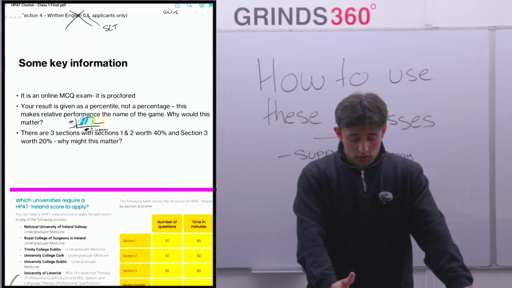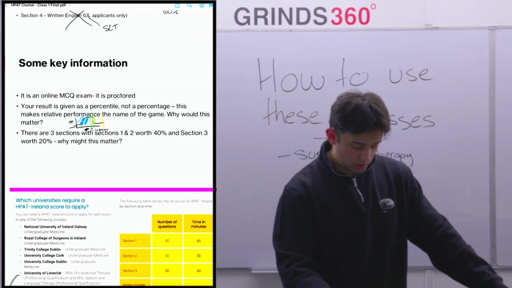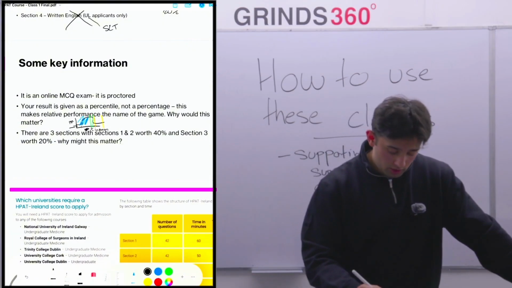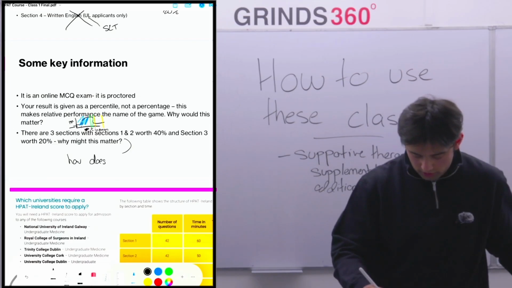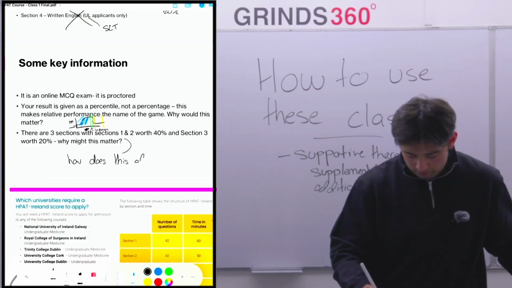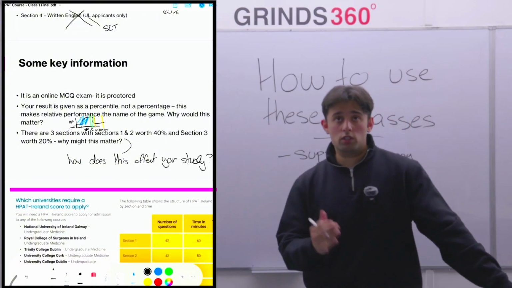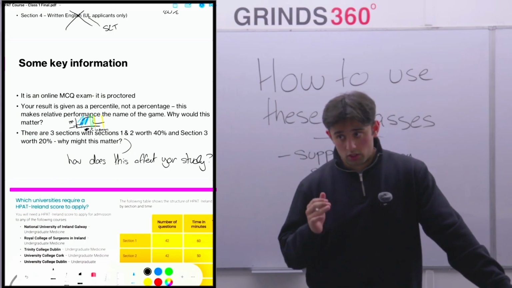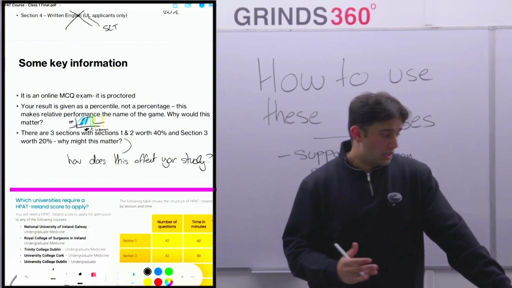There are 3 sections, with sections 1 and 2 worth 40% each and section 3 worth 20%. Why might this matter? I want you guys to think about that for a second. Obviously, sections 1 and 2 are more important. But what I want you to think about more is how this affects your study. We're going to come to this later, but the idea is that you need to weigh your study accordingly, to put as much effort into sections 1 and 2 as you can.